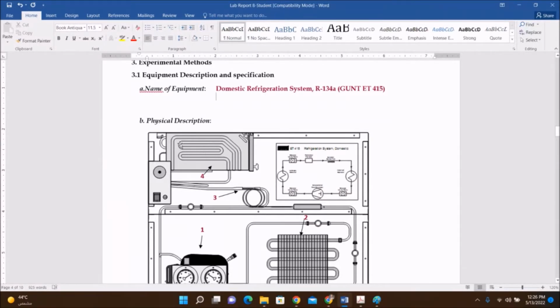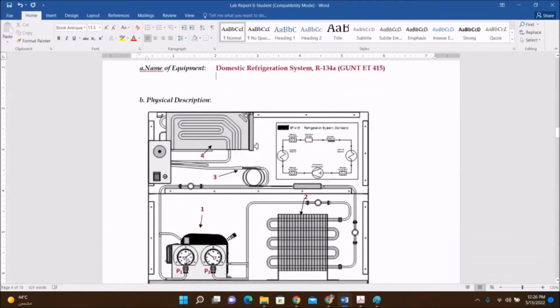This vapor goes through these tubes, the big tube, this white tube, and goes to the compressor as an inlet. So we can measure the pressure, P1, the inlet pressure. Then the vapor pressure and temperature are increased to P2.